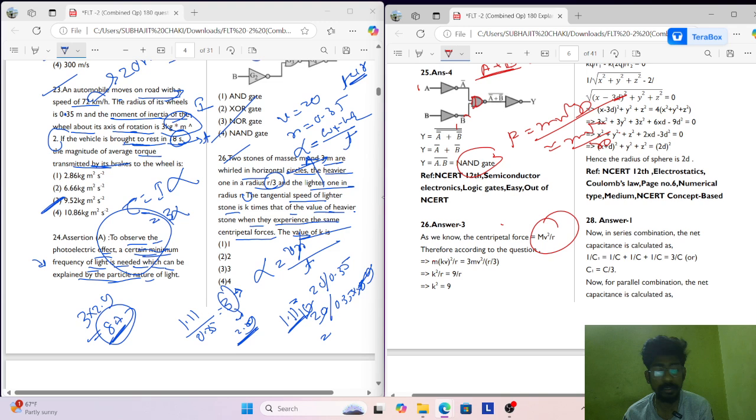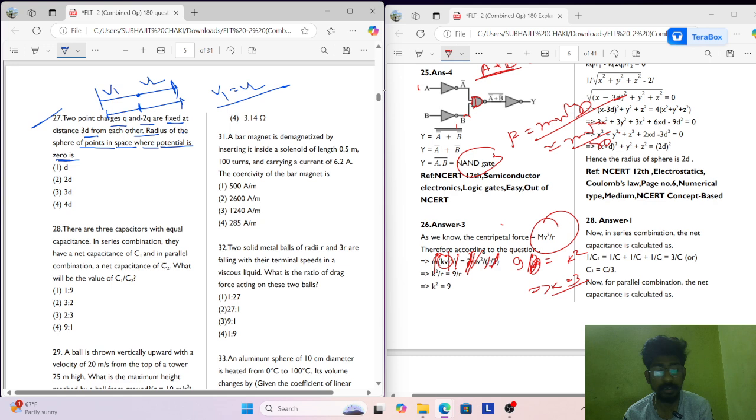Two point charges q and minus 2q are fixed at distance 3d from each other. Radius of the sphere of a point in space where the potential is 0. So potential is 0. How to calculate this kind of numerical? Let's take a distance where the potential is equal for both the cases. V1 and V2. V1 equals to V2. V1 equals to what? How to calculate V? V is equals to KQ by R. You know this. K Q1 by R1, K Q2 by R2.